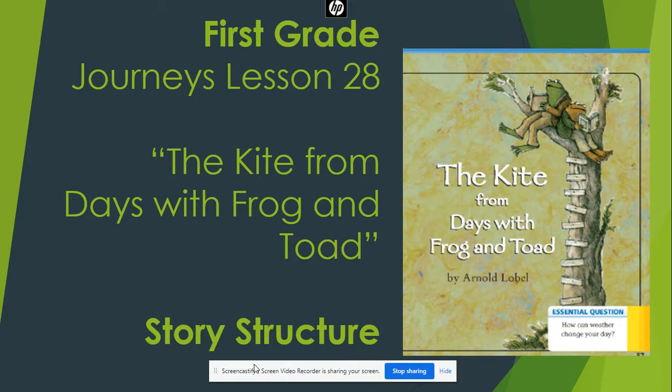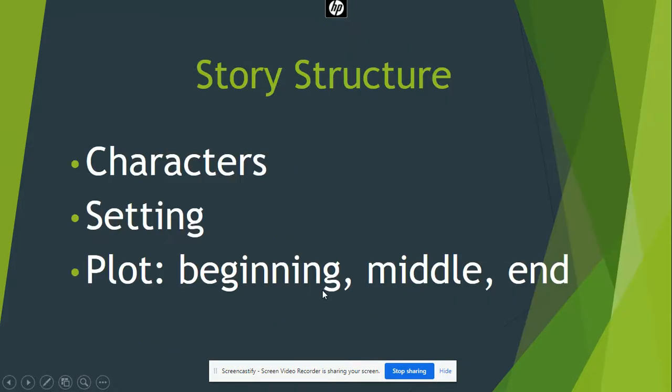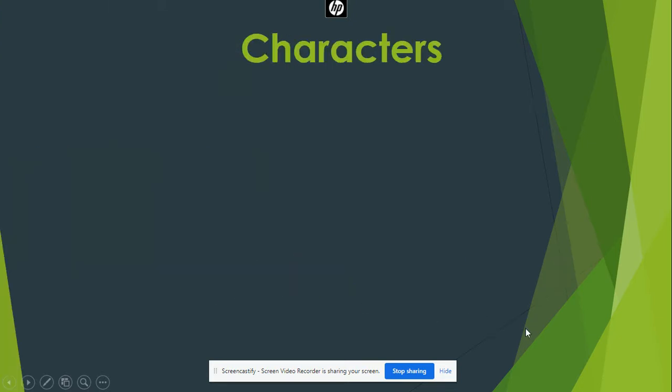The story is called The Kite from Days with Frog and Toad. And today we're going to be focusing on story structure. Story structure focuses on characters, setting, and plot. What happens in the beginning, the middle, and the end.